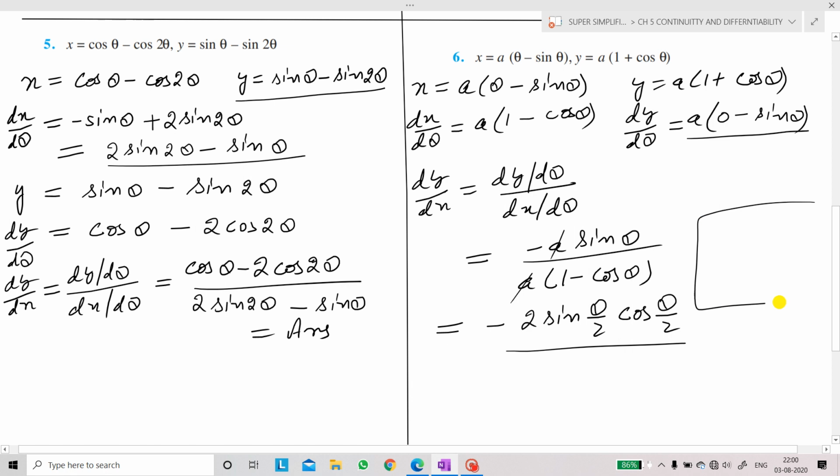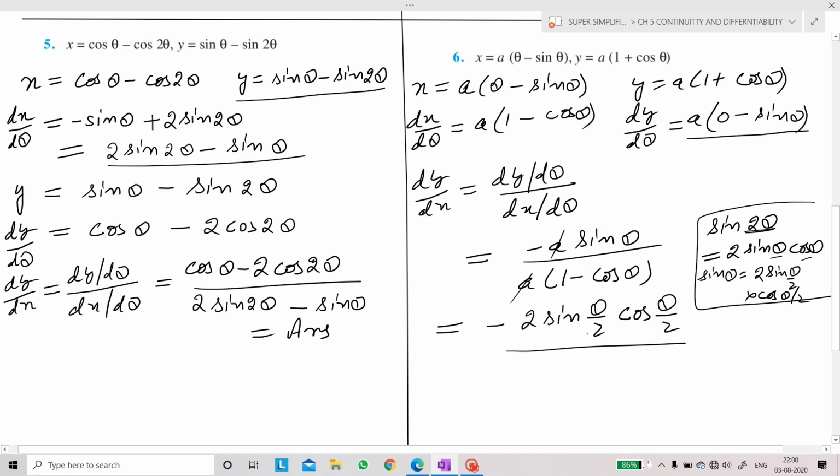I am using this formula that sine 2 theta is equal to 2 sine theta cos theta. So you can observe here, if you have angle 2 theta here, then both these angles are half of 2 theta. So in place of 2 theta, if you have theta, that is if you have sine theta, then that will be equal to 2 sine theta by 2, because it becomes half of it, into cos theta by 2. And so we come back to the question.